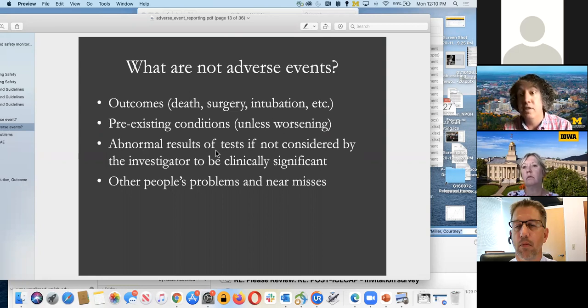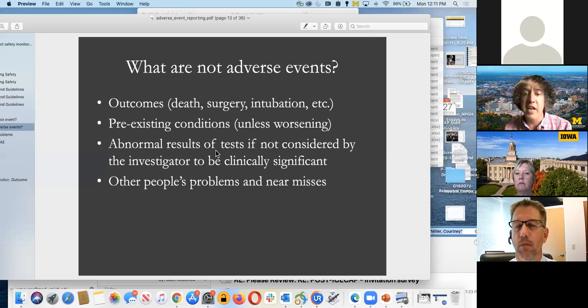Pre-existing conditions is something that comes up if somebody has a big stroke, is treated, and then ends up dying of their stroke. We would consider that generally worsening of the condition, since they were at least alive for some period of time. But if somebody had a headache prior to being treated for their stroke and the headache persisted after it, that was a pre-existing condition. So typically that wouldn't be attributed to the treatment that occurred after the beginning of the headache.